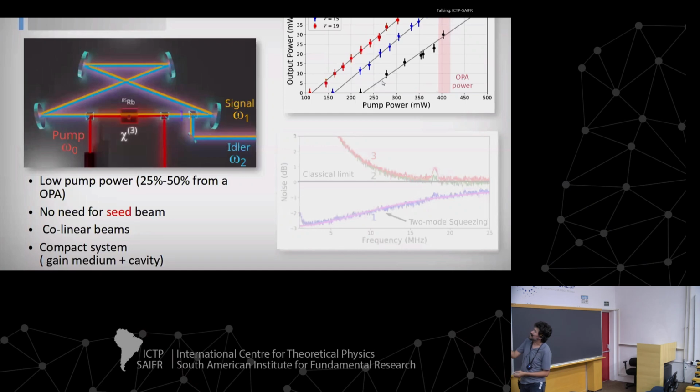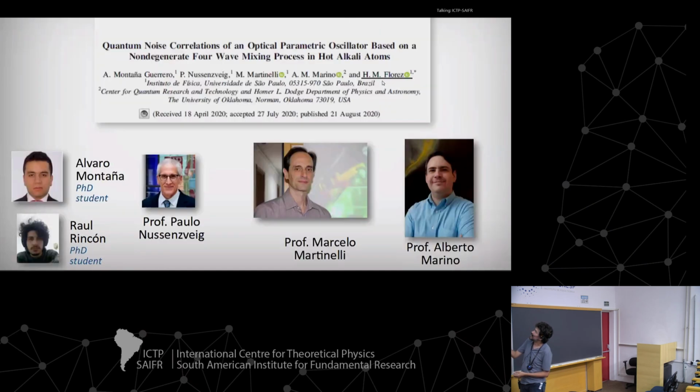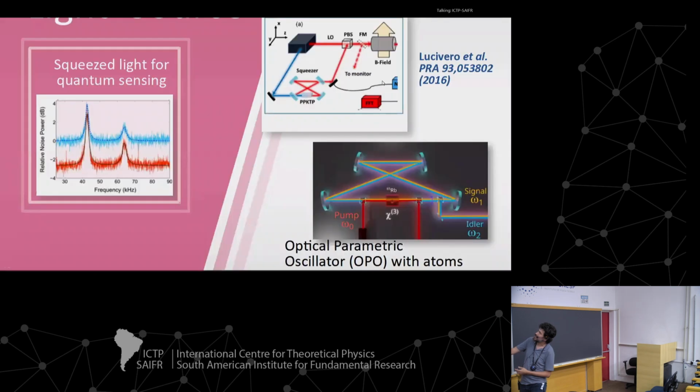As in this case, sorry, let me see if I can go back here. Well, as in this image, by using squeezed light you can now detect very weak signals from any sensor that is based on optical reading.